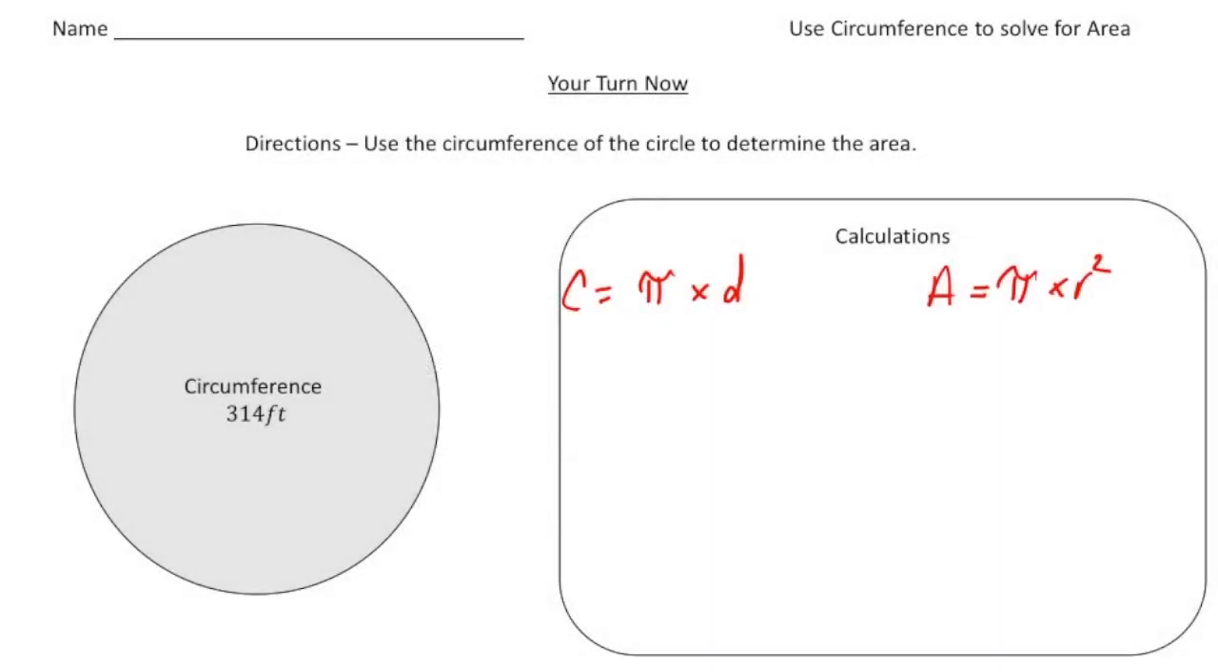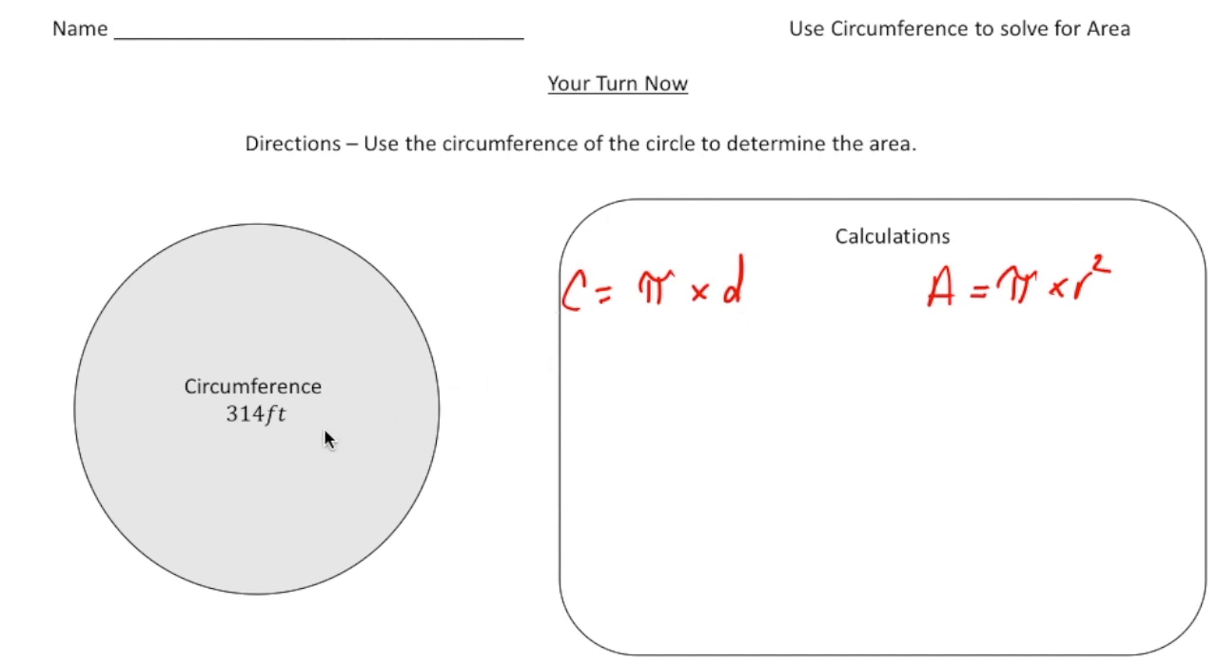Hey everybody, welcome back. Let's say I do this practice problem. So again, we're given the circumference and we want to use that information to solve for the area. Alright, so in order to solve for the area, we need to figure out what the radius is. But first, to get the radius, we need to figure out what the diameter is. And that's where this comes in.